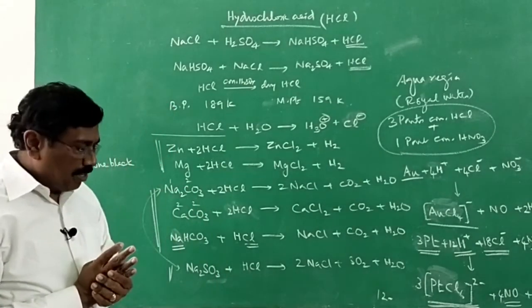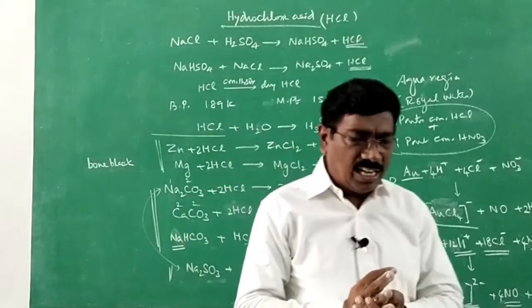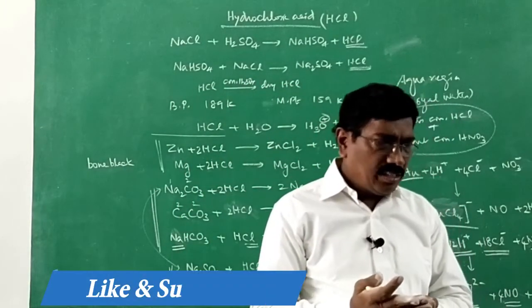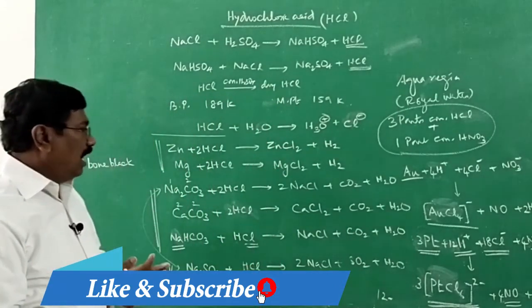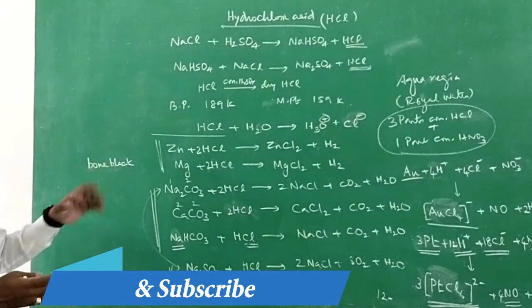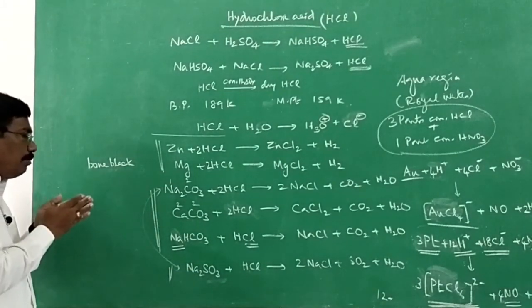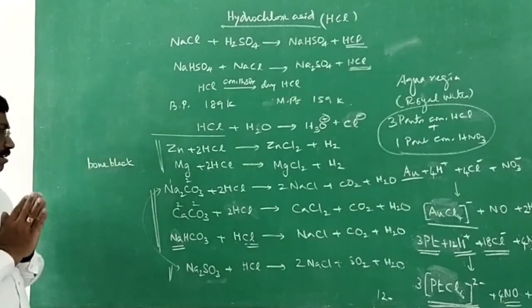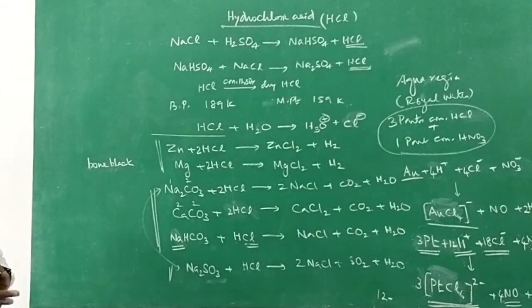It is used in the manufacture of chlorine, ammonium chloride, glucose from starch and cellulose, and it is also used in the extraction of glue from bone and in the purification of bone black. Bone black is nothing but bone charcoal. Bone charcoal is obtained by the combustion of bone with a limited supply of air, and for the purification it is used. So that is about uses of hydrochloric acid.